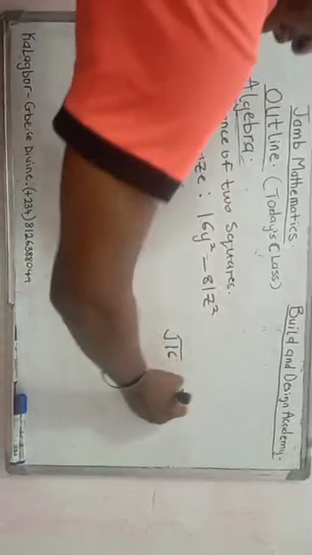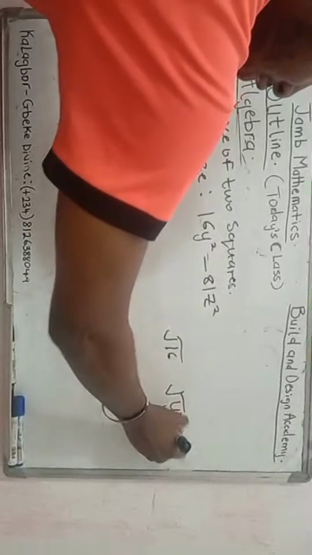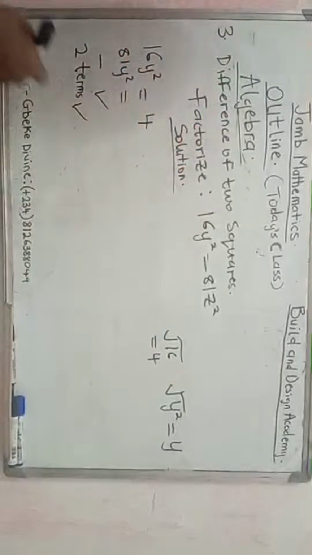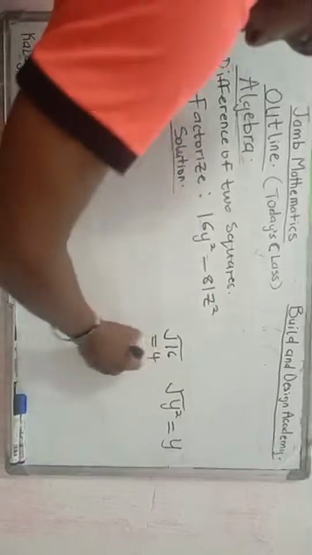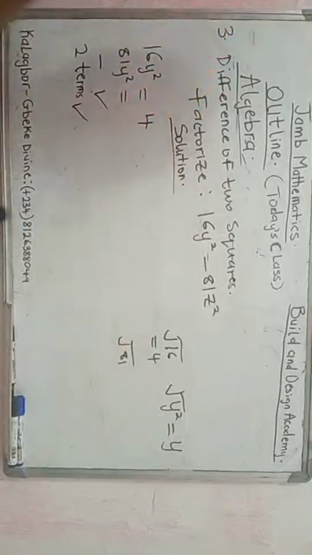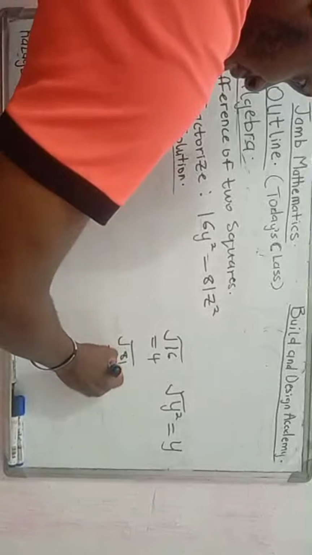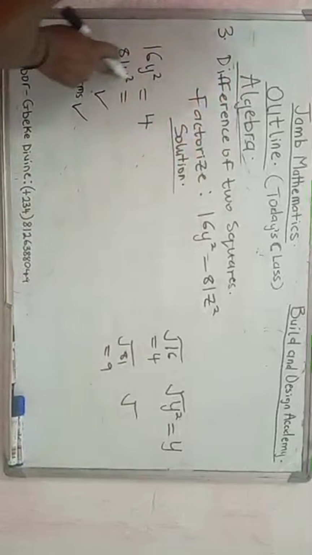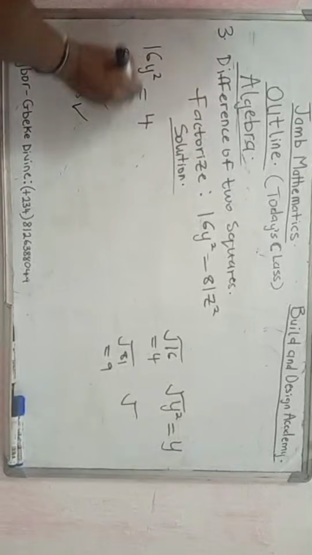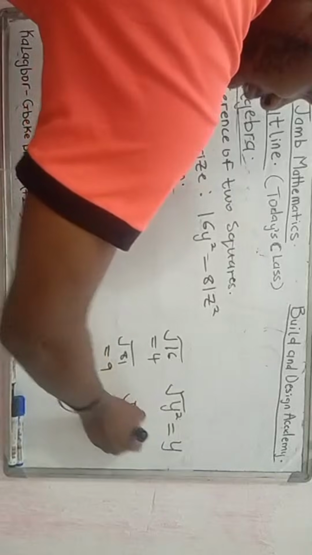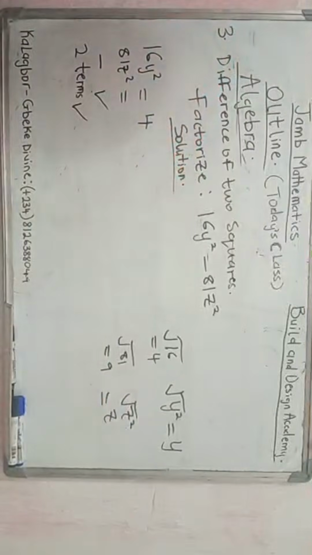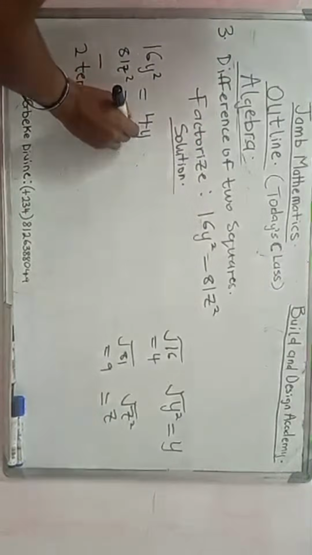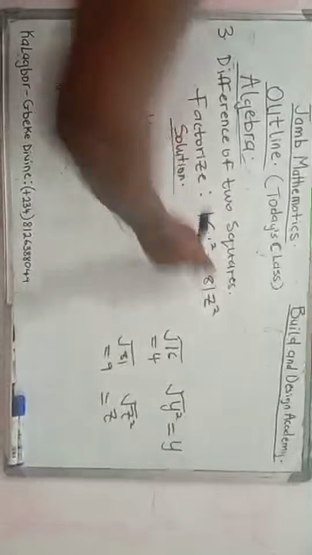The square root of y squared will give us y. So this will give us 4y. Now, the square root of 81 will give us 9. And the square root of z squared will give us z. So they are all perfect squares. So we get here 4y and we get 9z.